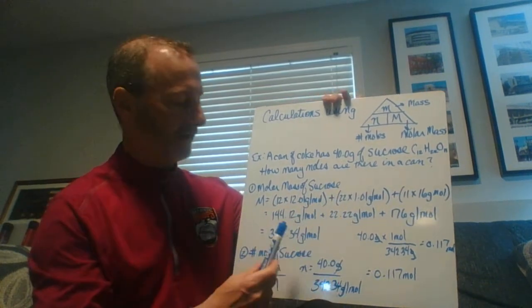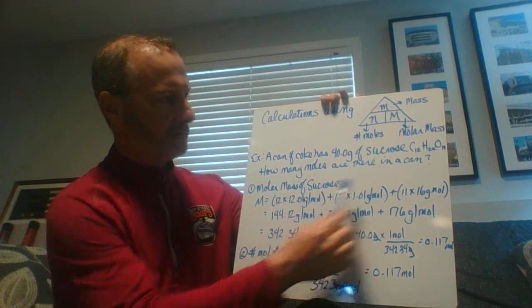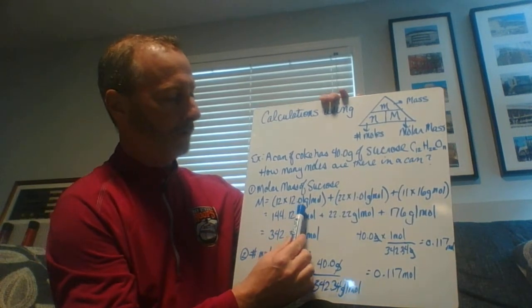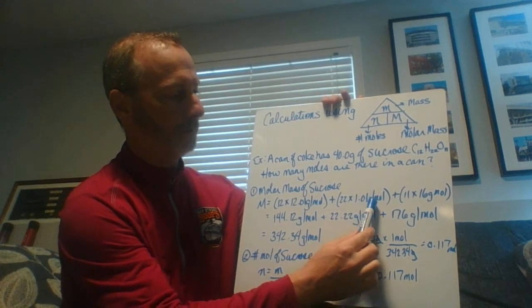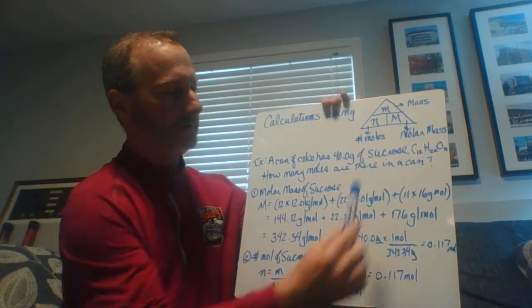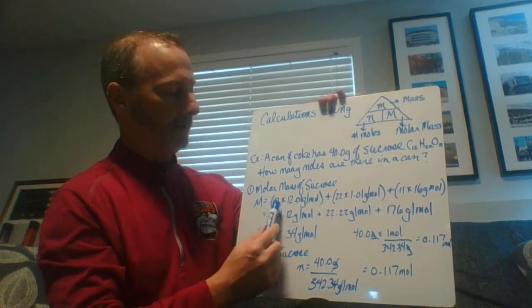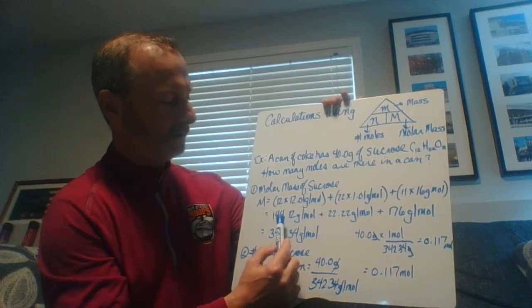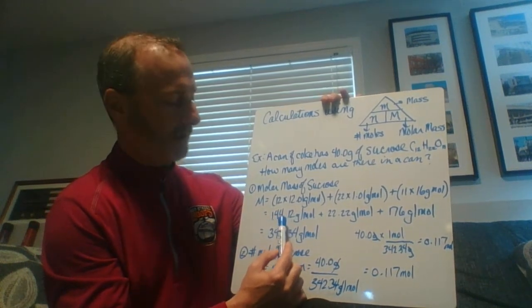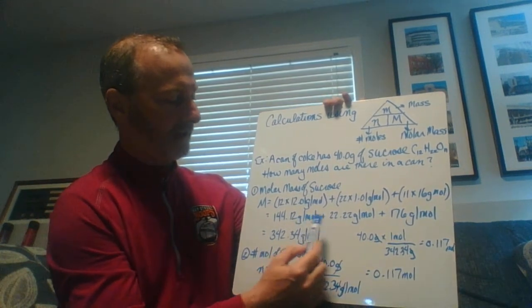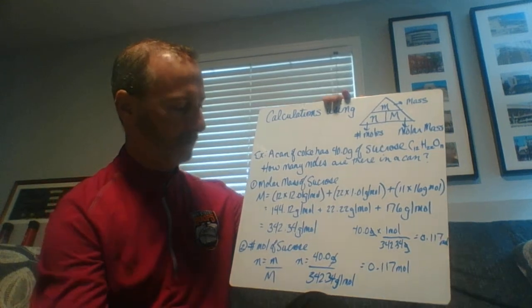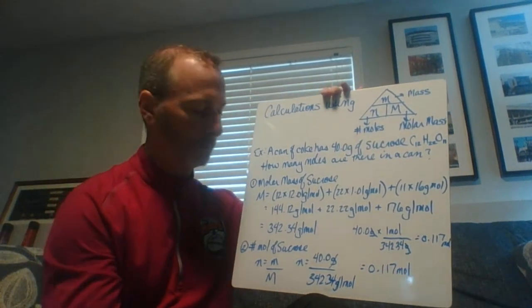State what it is you're finding. 12 carbons times 12.01 grams per mole, the molar mass of carbon, 22 times 1.01, the molar mass of hydrogen, 11 times 16, the molar mass of oxygen. This step in between is up to you; you don't have to put it. 144, 112. Add each of these together, and our total molar mass is 342.34 grams per mole.